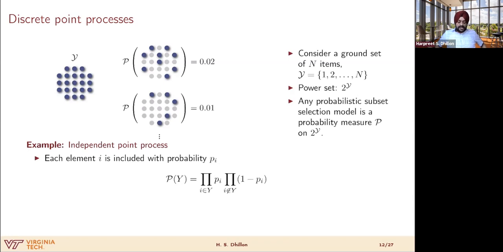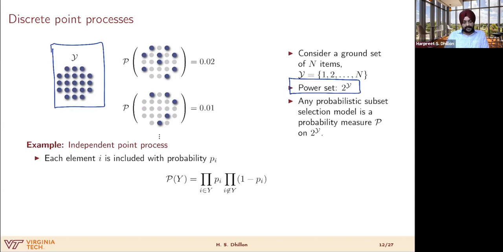Let's just try to see how to define a discrete point process. In order to define a discrete point process, we have a ground set which contains n items. That ground set is denoted by Y. Then you can define a power set, right? And each element in this power set corresponds to each subset of your ground set. You can put a probability measure on that, and that's how you define discrete point processes.